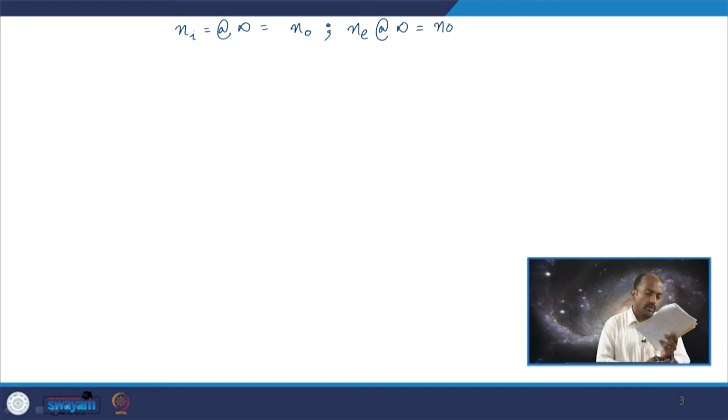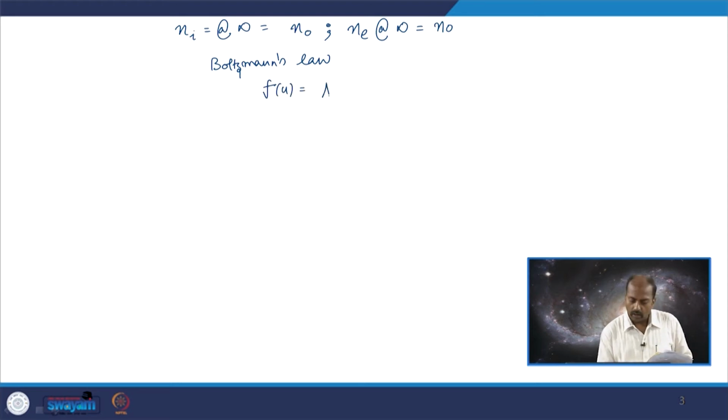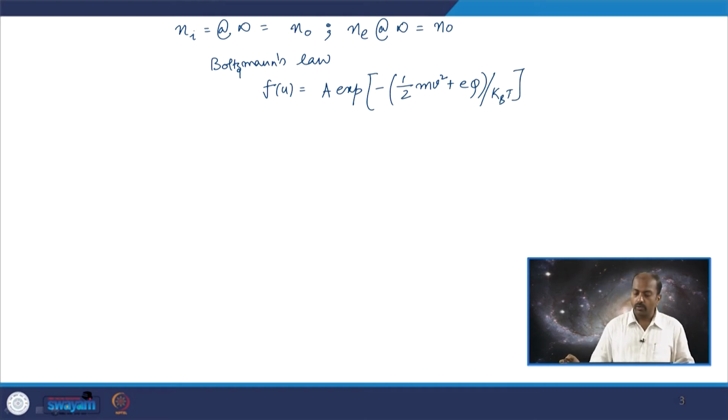Now, let us say they are following Boltzmann's law. If their distribution is according to Boltzmann's law, we should have a distribution function, so their velocities are following this function: A times exponential of minus (half m v square plus E phi). Half m v square is the kinetic energy of the particle, plus E phi is the potential energy by virtue of the potential due to the positive test charge, right. So, this entire factor becomes a probability factor.